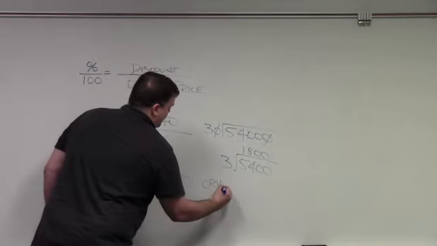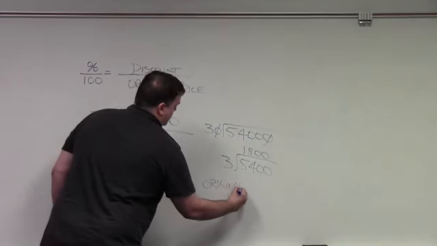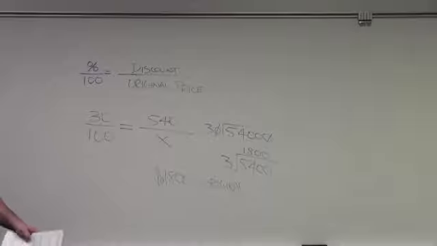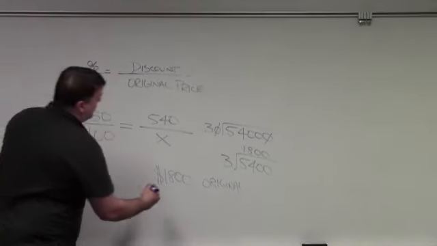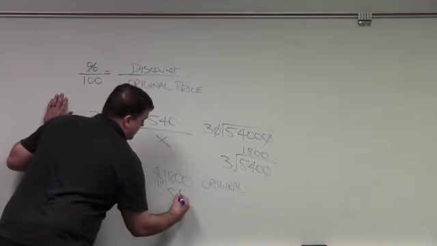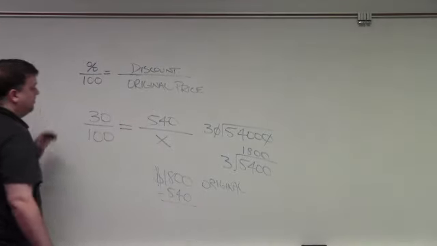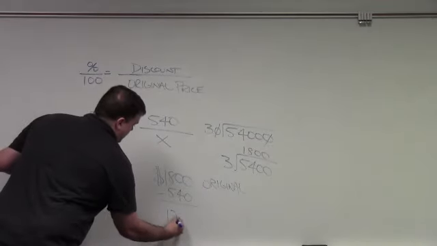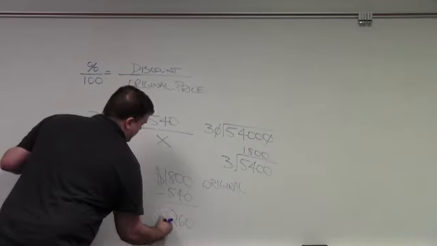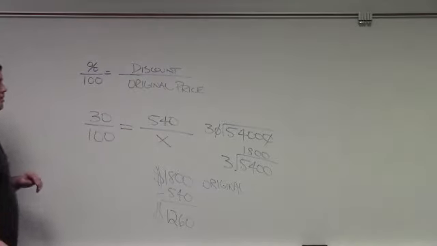So how can I get my sale price? Subtract the discount, correct. They gave us the discount at the beginning, so I could just subtract 540. And when you do that, you should end up with $1,260. Pretty good deal.